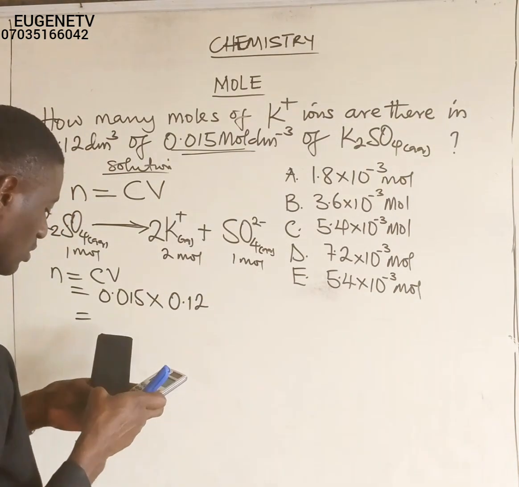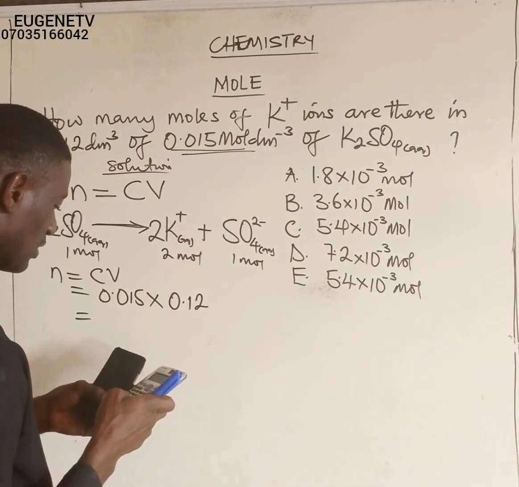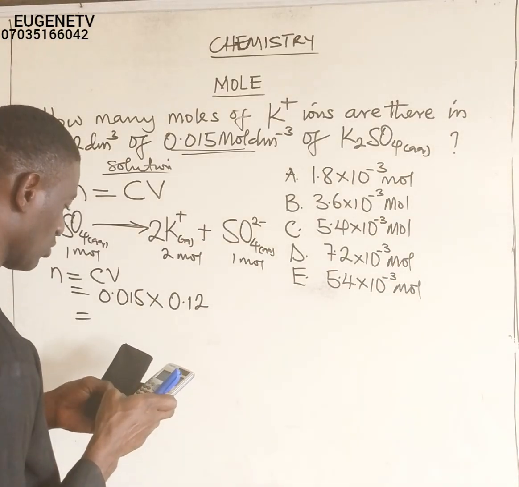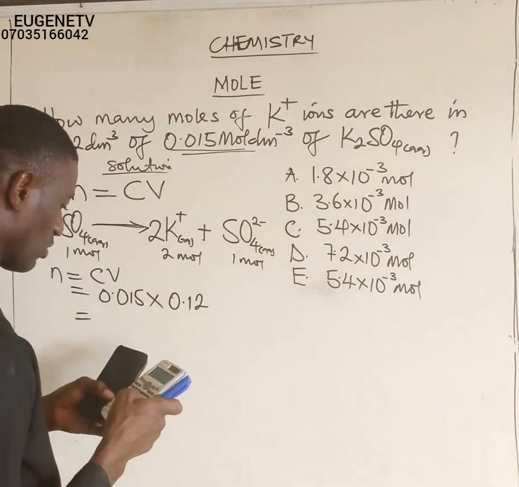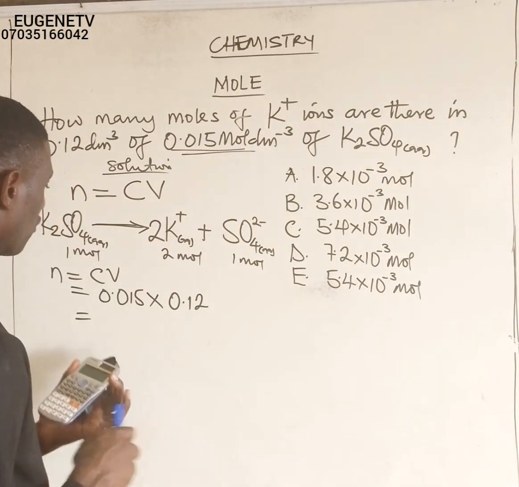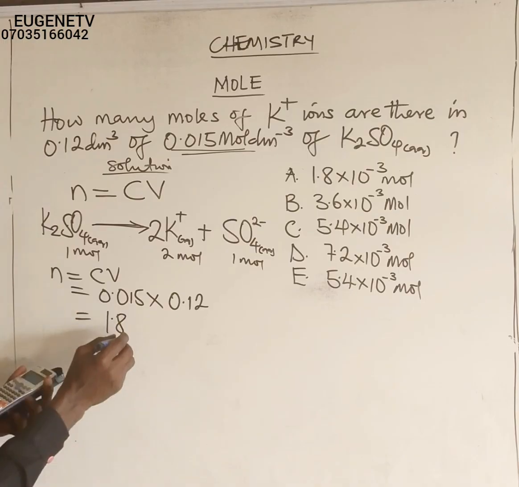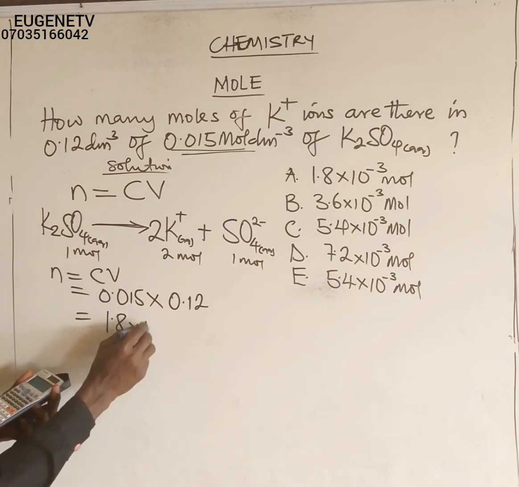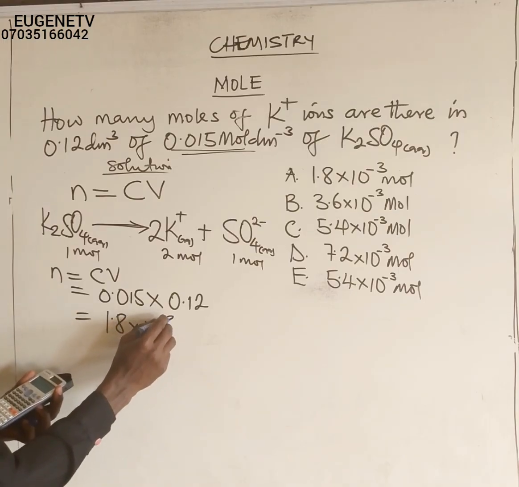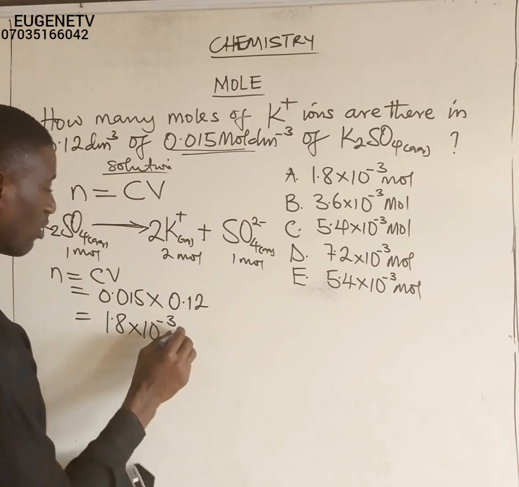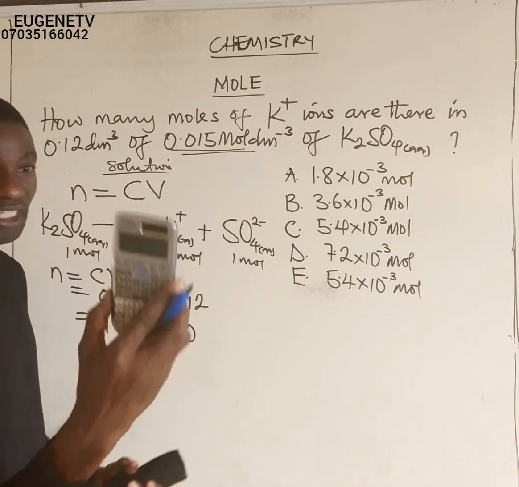0.015 times 0.12. We are going to have 1.8 times 10 raised to the power minus 3. Mind you, in some of the calculators, I am using Casio natural display.